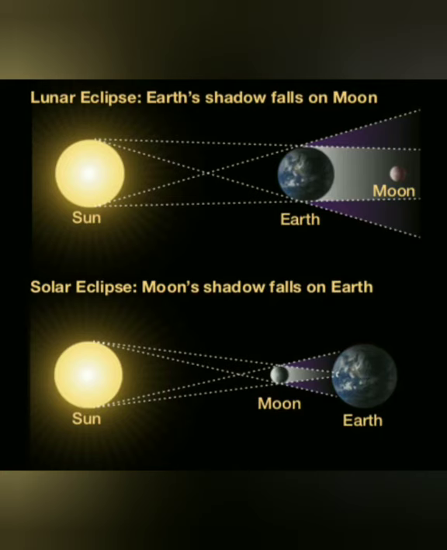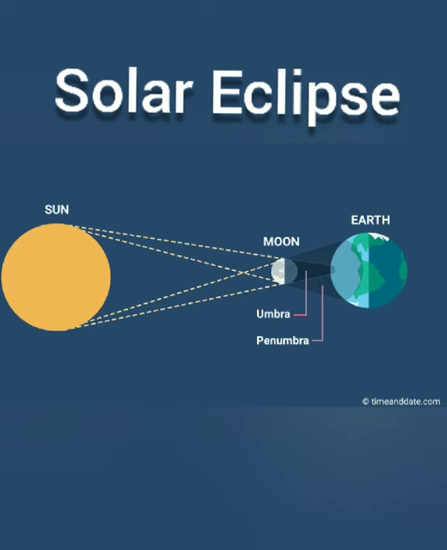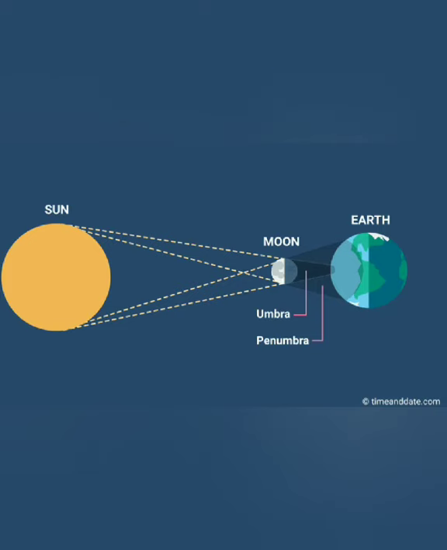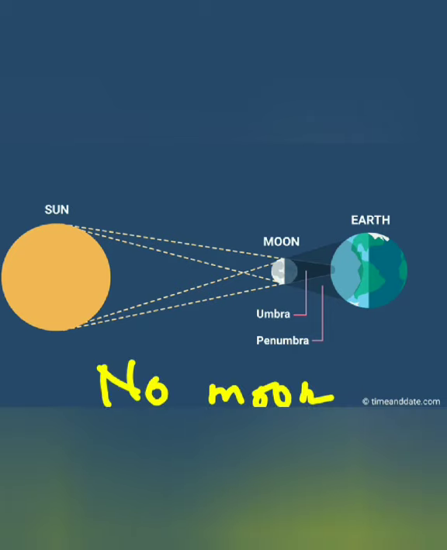So eclipses are of two kinds, solar eclipse and lunar eclipse. Now let's read about solar eclipse. So solar eclipse occurs on a new moon day, when moon comes between the sun and the earth, and the shadow of the moon falls on the earth.